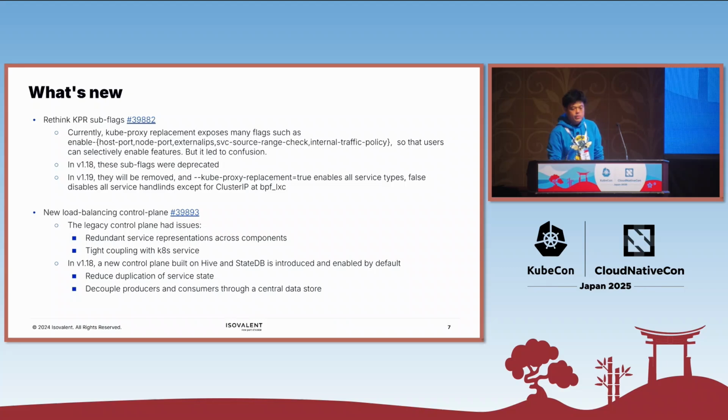Now let me share two major updates related to Cilium kube-proxy replacement. First is rethinking the KPR sub-flags. Kube-proxy replacement exposes many flags like enable NodePort and external IPs, but this often led to confusion, so we are simplifying these flags to improve the user experience. And second is the new load balancing control plane. The legacy control plane had multiple issues, as shown here. In 1.18, a new control plane is introduced and enabled by default to fix these problems. You can see the details on GitHub.